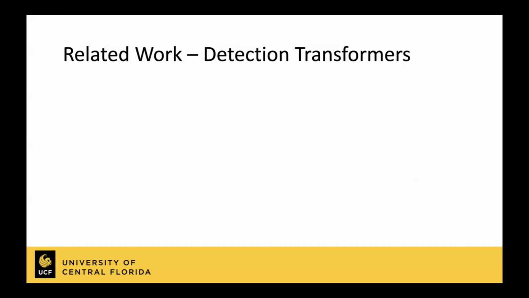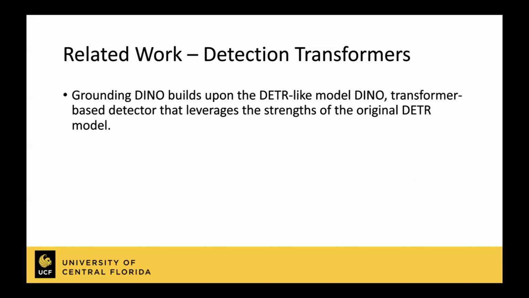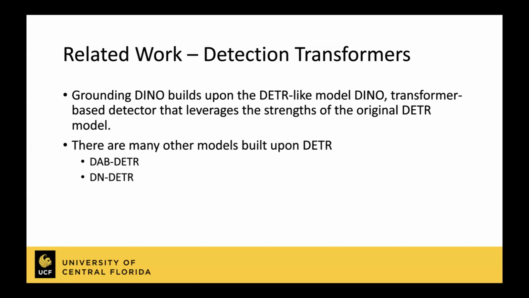Okay. So now we have the related work for detection transformers. Grounding DINO is built upon the DETR-like model DINO, which is an end-to-end transformer-based detector and leverages the strengths of the original DETR model. Of course, there are other models that are built upon DETR, such as DAB-DETR, which introduces anchor boxes for more accurate prediction, and DN-DETR, which proposes a denoising approach to stabilize bipartite matching. However, these detectors mainly focus on closed detection, which is limited by the predefined categories.